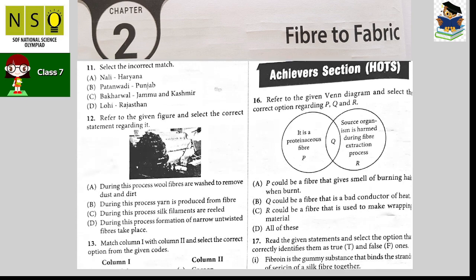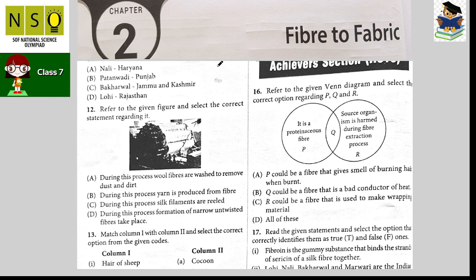Next is question number 11. Select the incorrect match. Nali, Haryana; Patanwadi, Punjab; Bakharwal, Jammu and Kashmir; and Lohi, Rajasthan. We have to find the incorrect match. The incorrect match is Patanwadi to Punjab, because Patanwadi is an Indian breed of sheep found in Gujarat, not in Punjab.